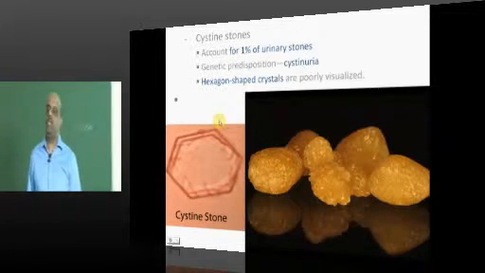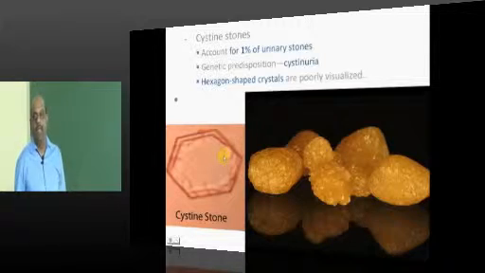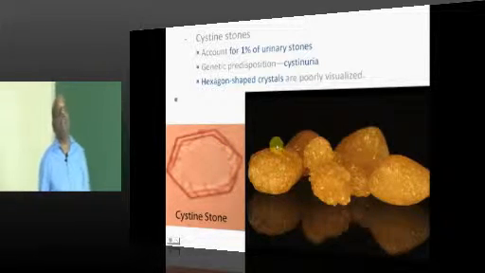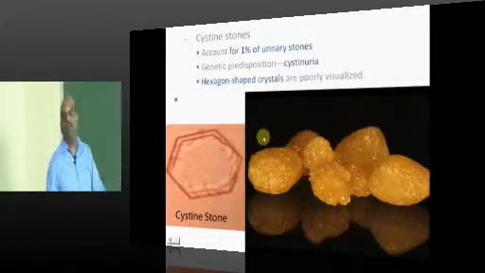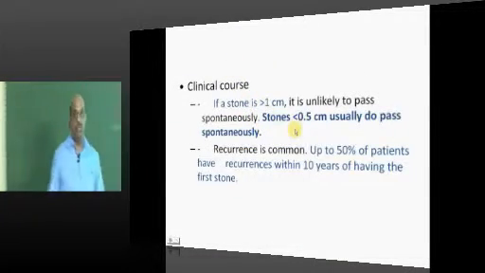1% of urinary stones are due to cystine. They are typically hexagonal shaped as you can see, and genetic conditions like cystinuria typically lead to the formation of cystine stones, which I want to underscore to all of you.